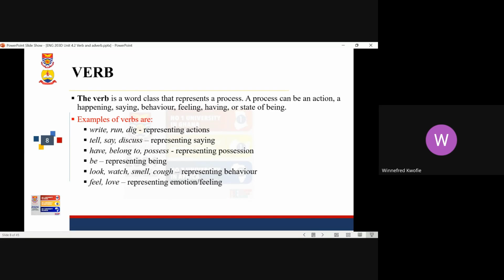So when we talk of a verb, we are talking about a word class that represents a process. And so this process can refer to an action, it can refer to a feeling, it can refer to a state of being, it can refer to a saying or anything. The word class that refers to all the processes within a clause is what we refer to as a verb.